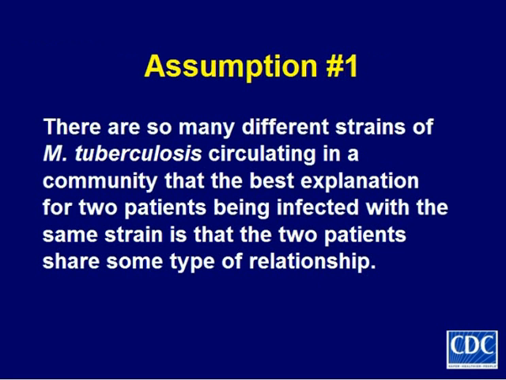So hopefully now you understand the basics of genotyping. And we need to explore two assumptions that we make while we are interpreting these genotype pictures. Our first assumption is that there are so many different strains of Mycobacterium tuberculosis circulating in a community that the best explanation for two patients being infected with the same strain is that the two patients share some type of relationship.